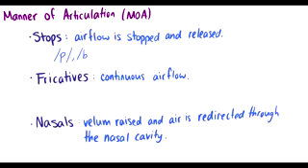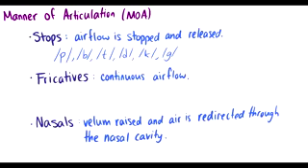Similarly with B, same way. Or T, as in taxes. We also stop airflow at our alveolar ridge. D for death. K, we do the same thing. We do it back at the velum. We stop airflow at the velum and then we let it through. Similarly, G for group. And do we have any other stops?